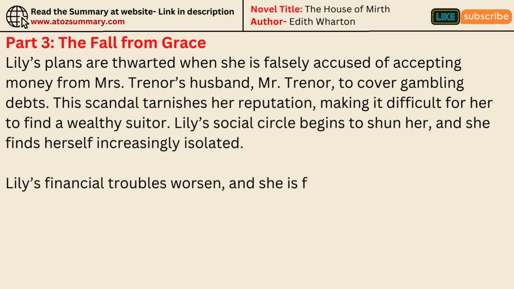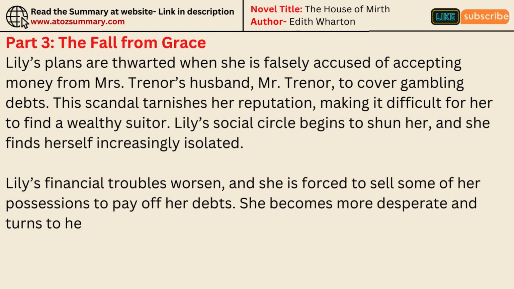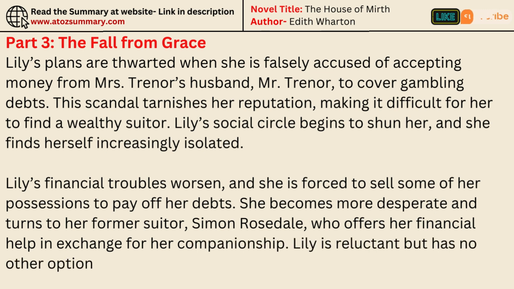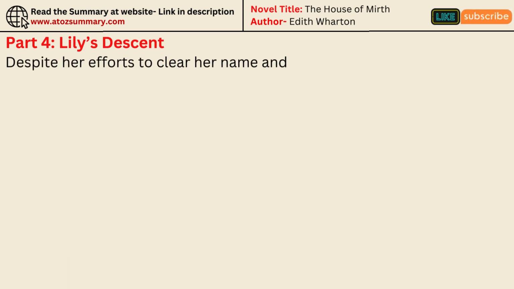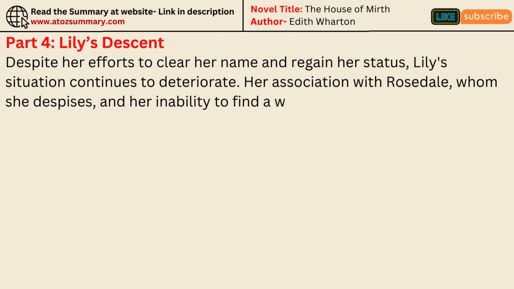Lily's financial troubles worsen, and she is forced to sell some of her possessions to pay off her debts. She becomes more desperate and turns to her former suitor, Simon Rosedale, who offers her financial help in exchange for her companionship. Lily is reluctant but has no other options. Despite her efforts to clear her name and regain her status, Lily's situation continues to deteriorate. Her association with Rosedale, whom she despises, and her inability to find a wealthy match lead her to despair.